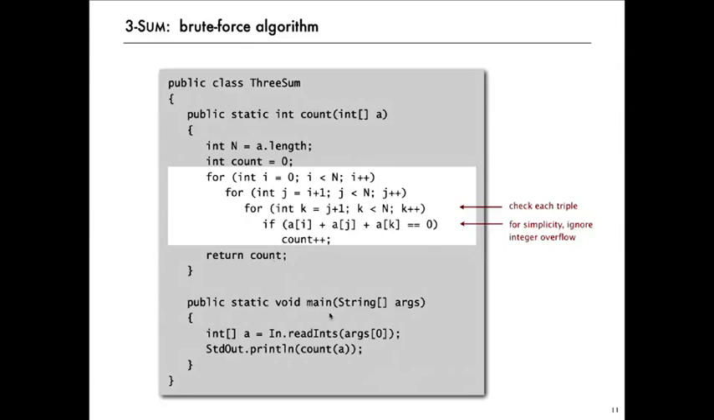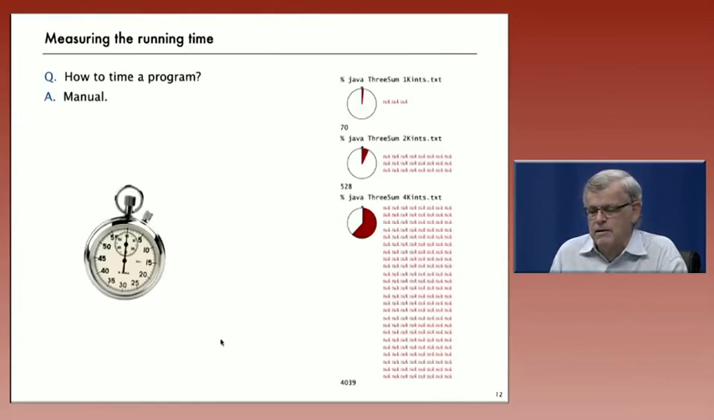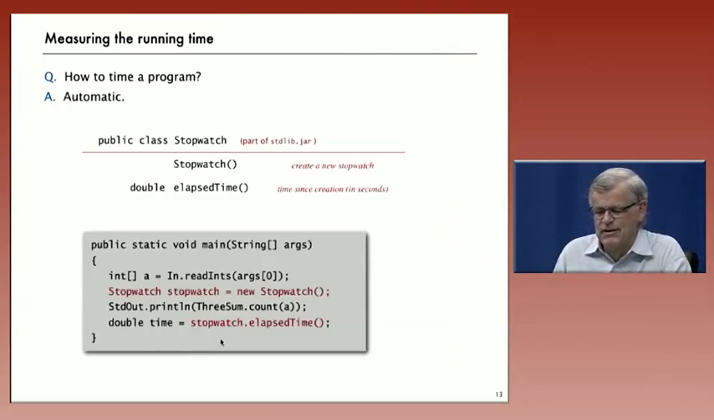And then the main method in this simple class just reads in all the integers and prints out the count. So that's a brute force algorithm that is a fine method for solving the three-sum problem. Now what we're interested in is how much time does this take as a function of n? Well, one way to time a program is to just look at the watch. If you have a stopwatch, or look at the clock, or your phone, whatever you might need, you can just go ahead and time it if you want.